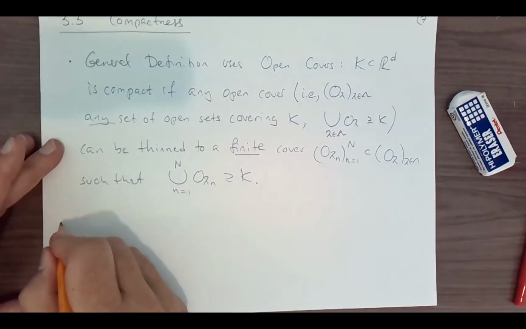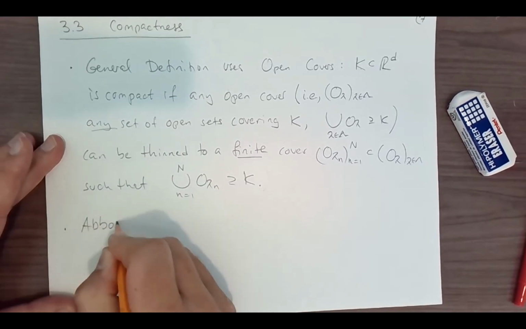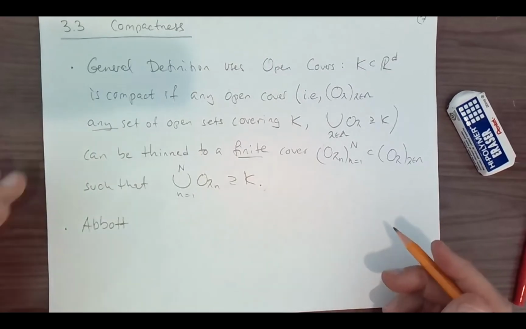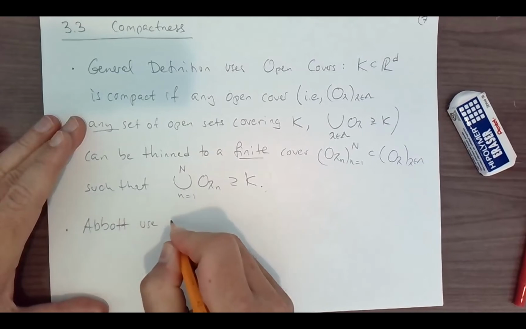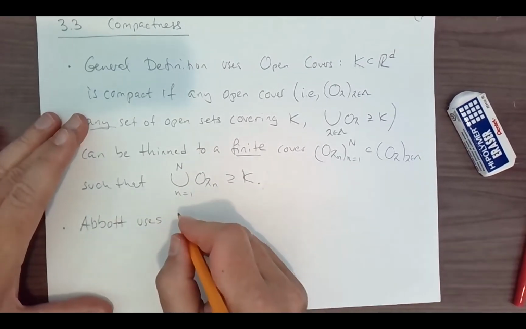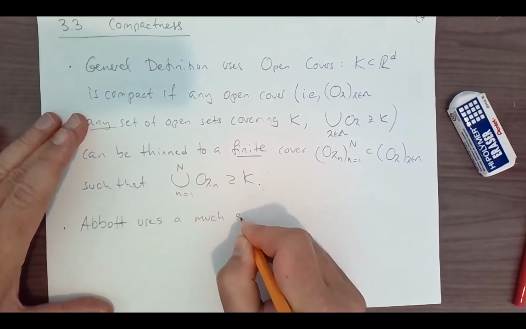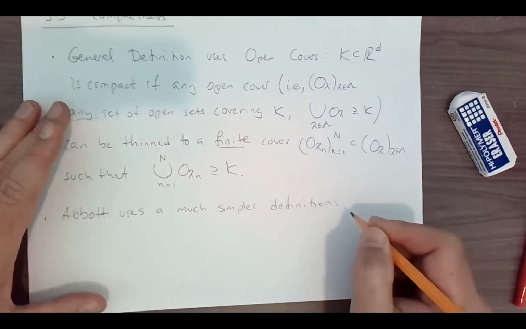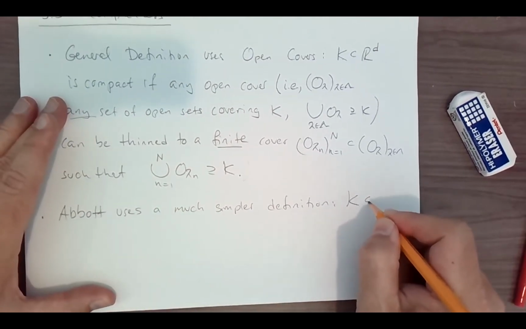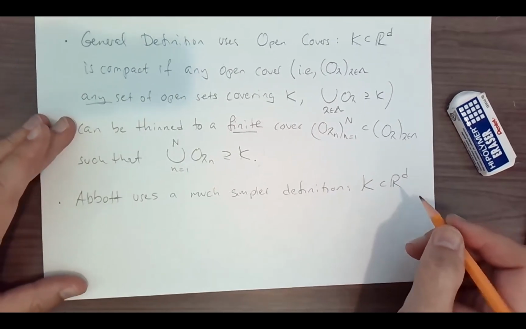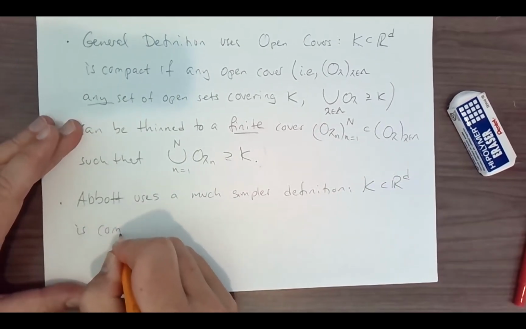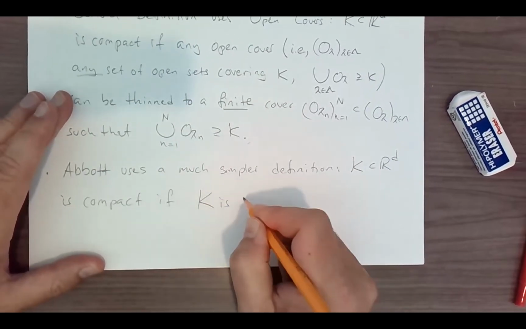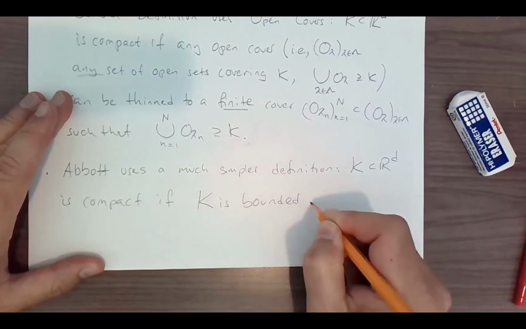So Abbott does not like to do this level of abstraction. He doesn't like to do this. He uses a much simpler definition. He says K inside R^d is compact if K is bounded and closed.